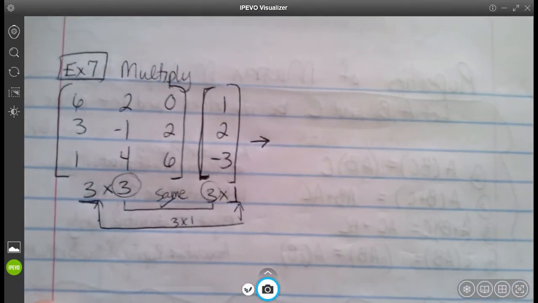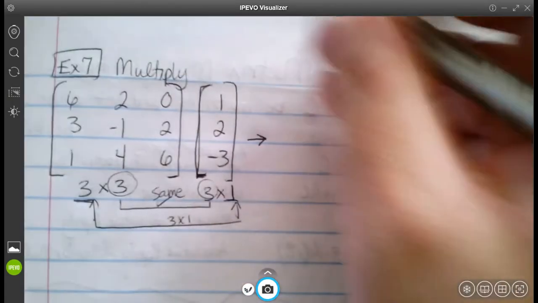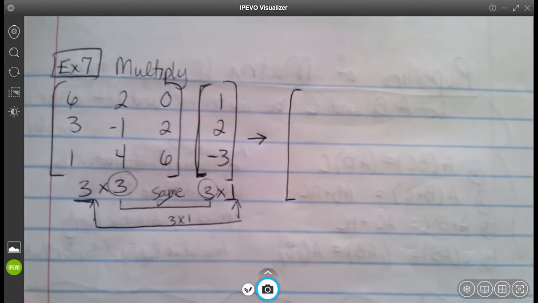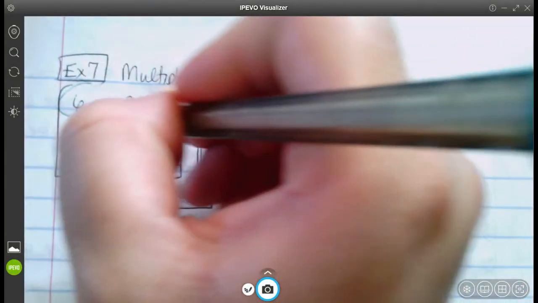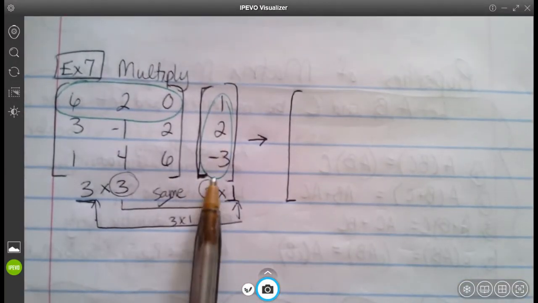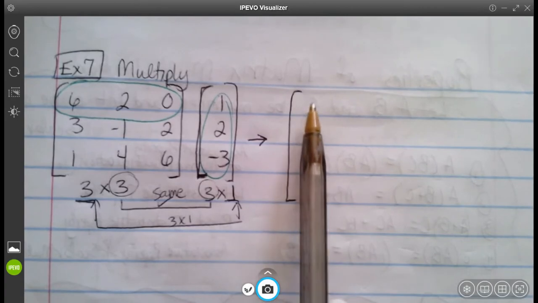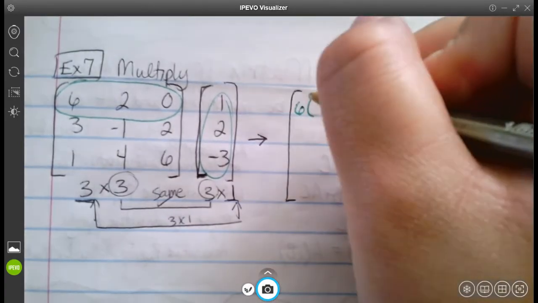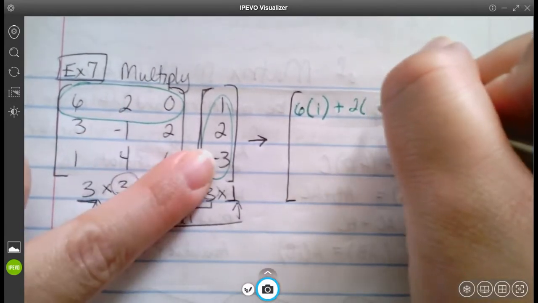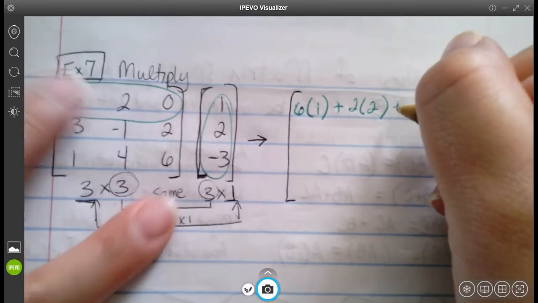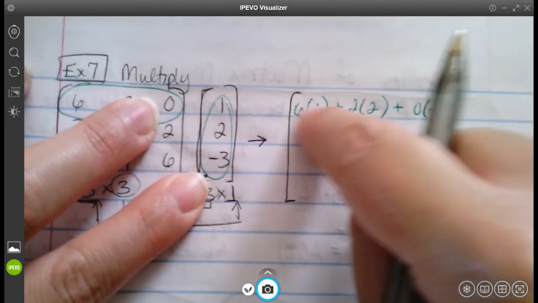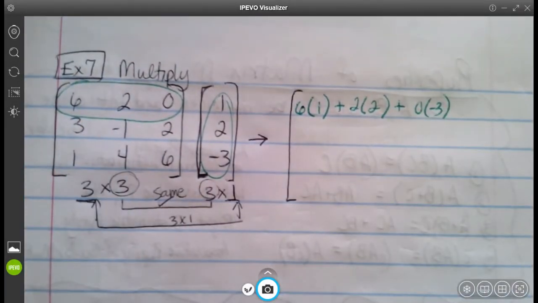Let's multiply this out. If we do for the first entry, we know it's going to be a 3 by 1. Okay, so I'm just going to make it kind of big so we can see. I'm going to go ahead and do my first row. So this row times this column. Okay, row 1 times column 1 is going to give me that first position of row 1, column 1. So that's going to be 6 times 1 plus 2 times 2 plus the third part, 0 times -3. That's all one entry, okay? Let's move on to the next entry.